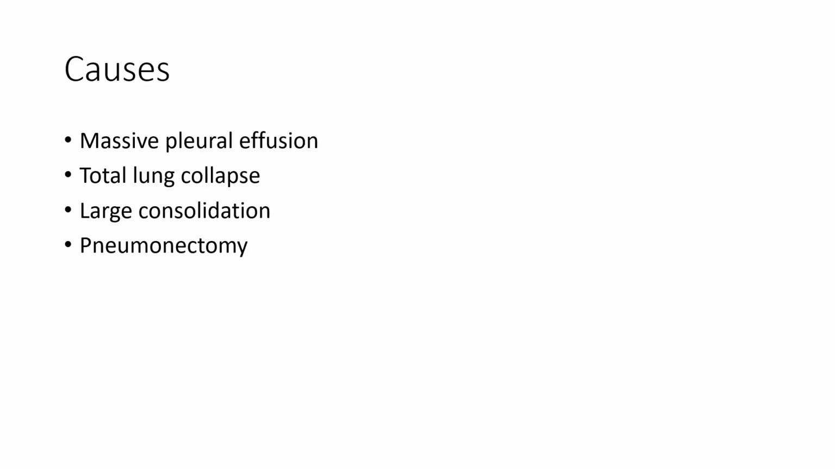Whiteout lung. In this session, we are going to learn to interpret complete whiteout of hemithorax. The common causes of whiteout of hemithorax include massive pleural effusion, total lung collapse, large consolidation, and pneumonectomy. Keep in mind all these four causes, and in the upcoming x-rays we'll discuss the features of each of the following causes.